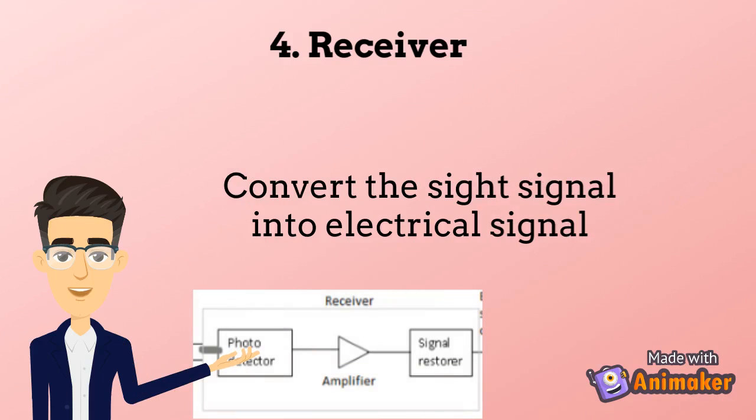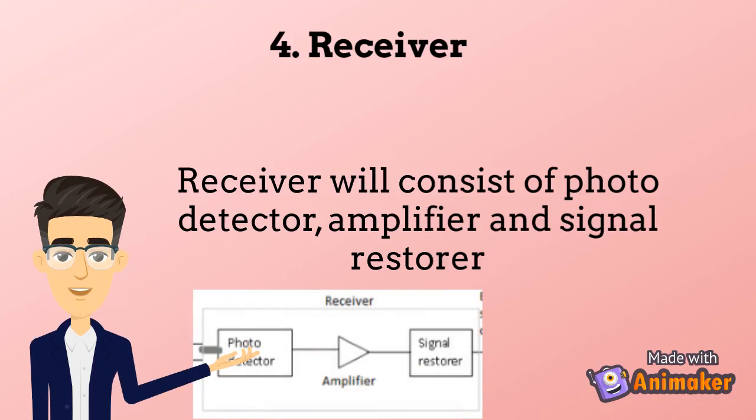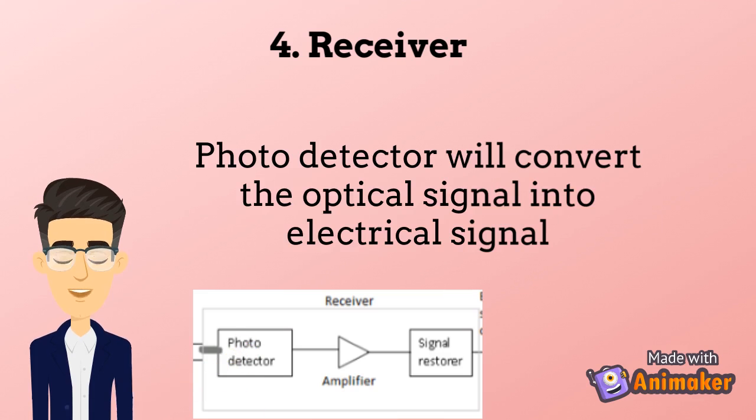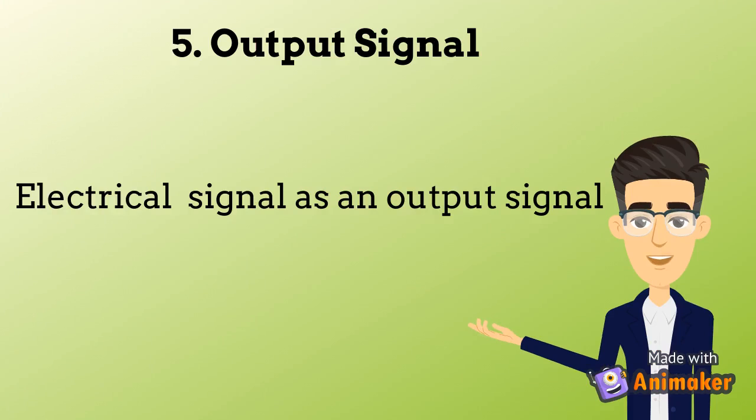Receiver converts the light signal into an electrical signal. The optical signal will be applied to the optical receiver. The receiver consists of a photodetector, amplifier and signal restorer. Photodetector will convert the optical signal into an electrical signal. Amplifier and signal restorer are used to improve the signal. The output signal is an electrical signal.